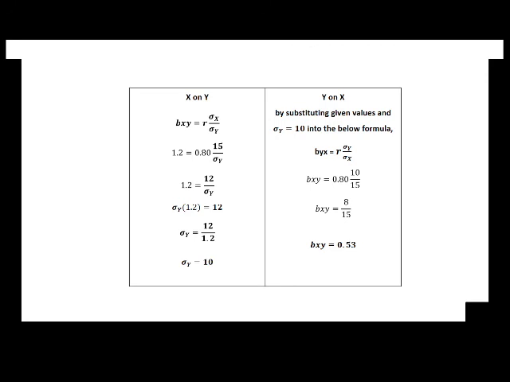Likewise, y on x, by substituting the given values and standard deviation of y is equal to 10 into the below formula, byx is equal to correlation into standard deviation of y divided by standard deviation of x. byx is equal to 0.80 into 10 divided by 15. byx is equal to 8 divided by 15. The final byx is 0.53.